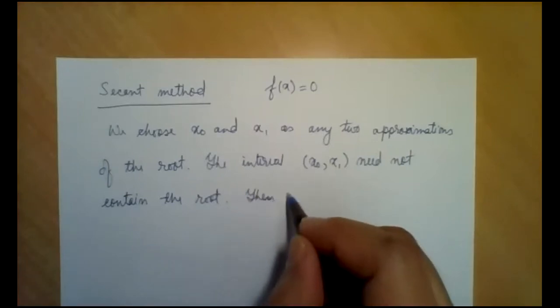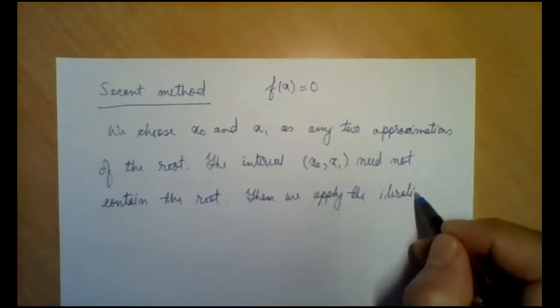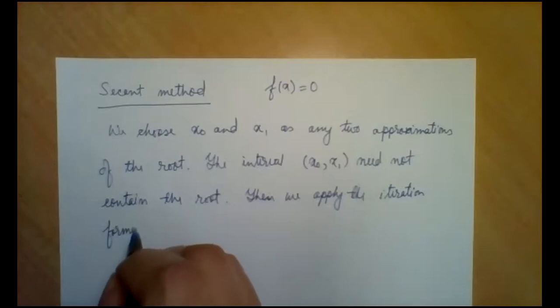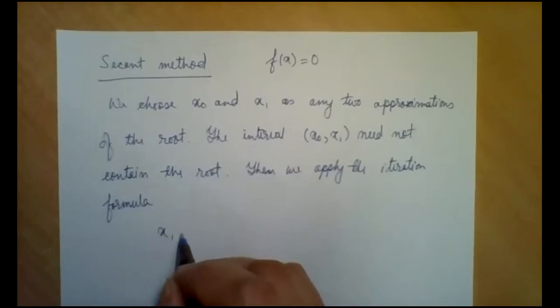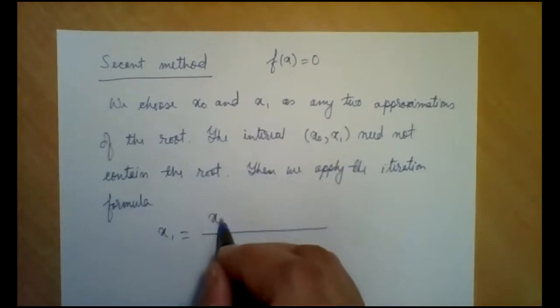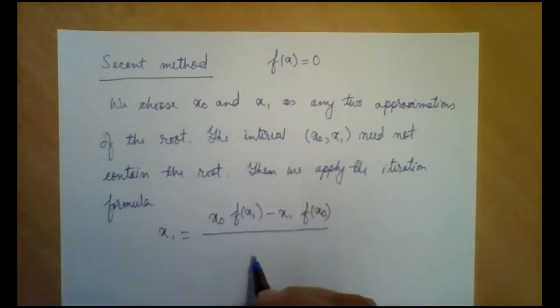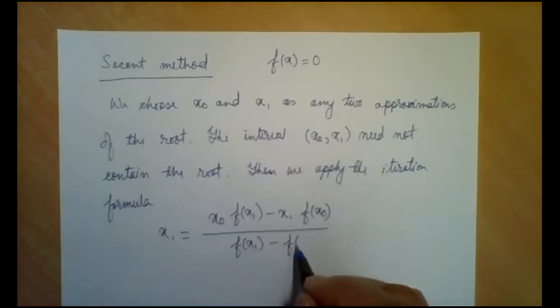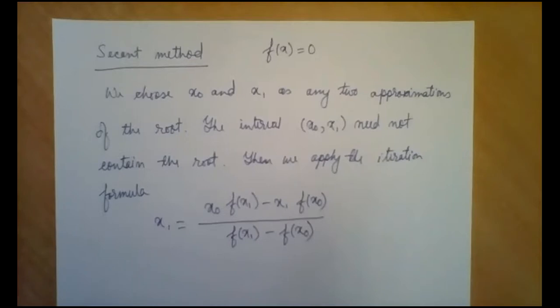Then we apply the iteration formula, which is similar to the formula for the regular falsi method. The iteration formula is x2 equal to x0 f of x1 minus x1 f of x0 divided by f of x1 minus f of x0. This was the iteration formula which we used for the regular falsi method, and for the secant method the formula is the same.